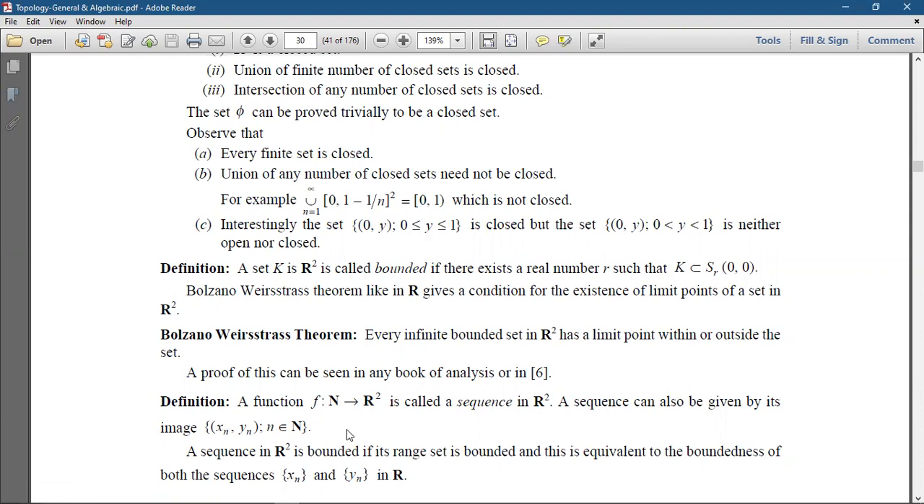A sequence in R square is bounded if its range set is bounded, and this is equivalent to the boundedness of both the sequences x_n and y_n in R. That means if x_n and y_n are separately bounded in R, then the sequence (x_n, y_n) is bounded in R square.